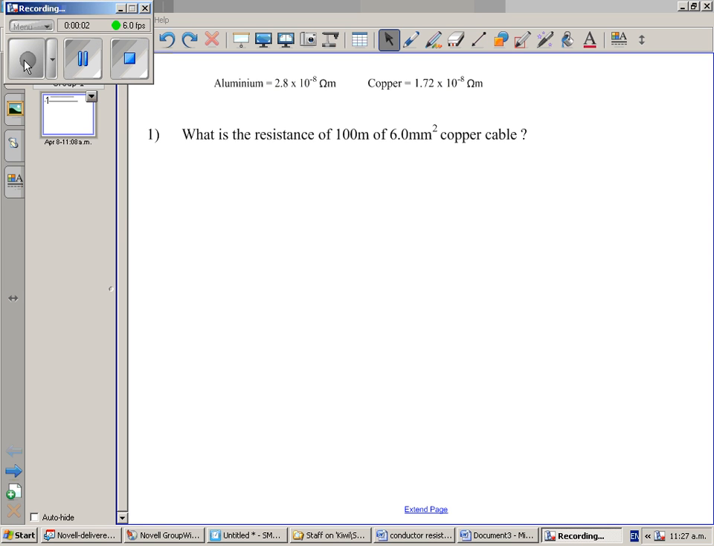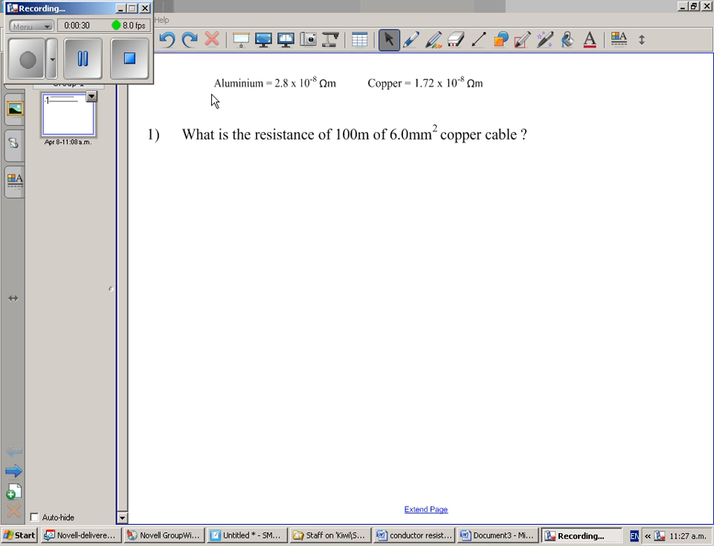We're looking at a question dealing with the resistivity of a conductor. We need to know the resistivity of the materials we're going to use in each of the conductors, and here we've got aluminium has a resistivity of 2.8 by 10 to the negative 8 ohm meters, and copper 1.72 by 10 to the negative 8 ohm meters.